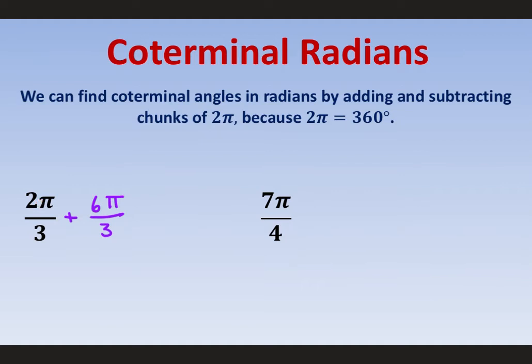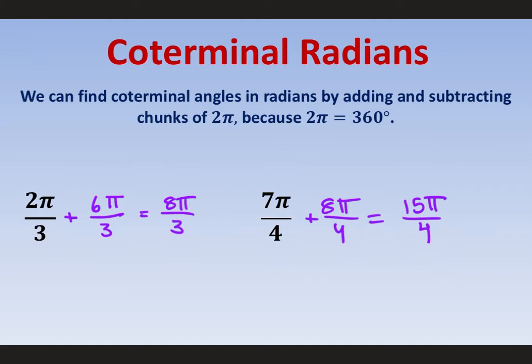So what I have here is 2 pi over 3 plus 6 pi over 3. I have a total of 8 pi over 3. This is a coterminal angle to my original angle of 2 pi over 3. It's just differing by 2 pi, which in this case is 6 over 3. I could have also subtracted. I didn't have to add. If I wanted to do this again, this one's a little bit different. Now my denominator is 4. Double 4 is 8, so I'm going to add chunks of 8 pi over 4. So 7 pi over 4 plus 8 pi over 4, I get a total of 15 pi over 4. Right? So that's a coterminal angle.